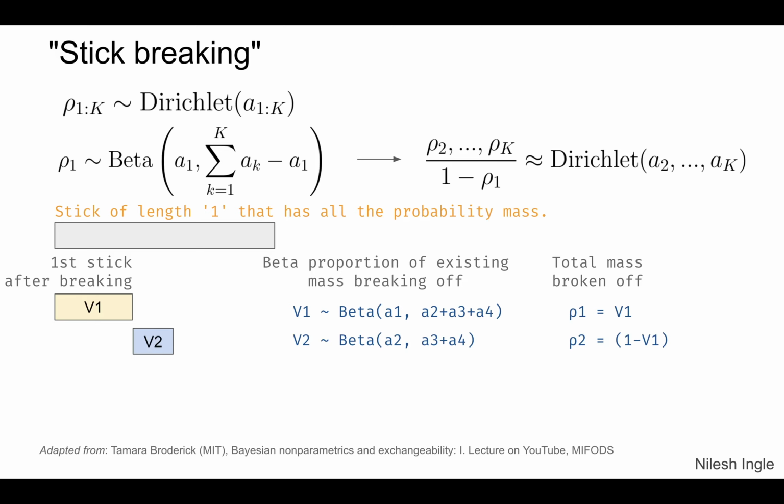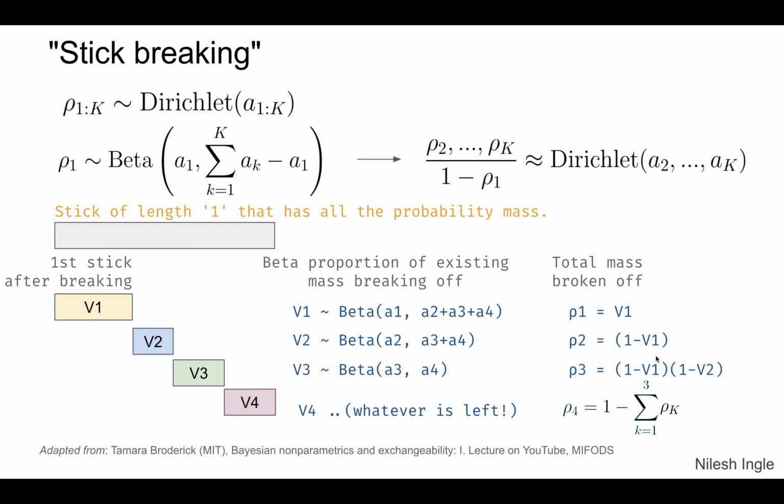Next, whatever is remaining, we break off another piece, V2, and again, in this case, the hyperparameters for beta now are A2 and A3 plus A4, and the total mass broken off then is 1 minus V1 times V2, and so on for V3, and finally we are left with V4, and this is the notation for the total mass broken off at the fourth step, for rho 4.